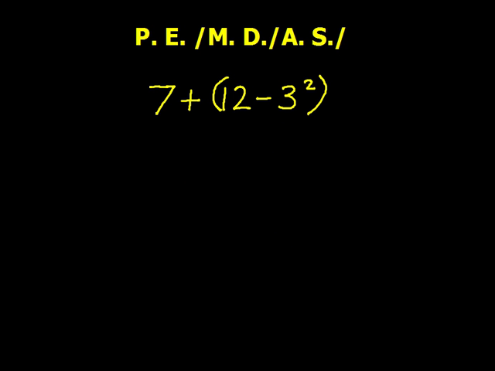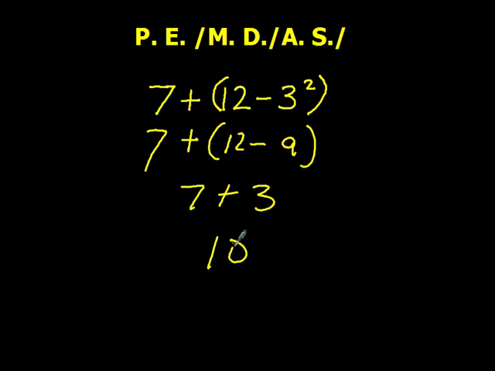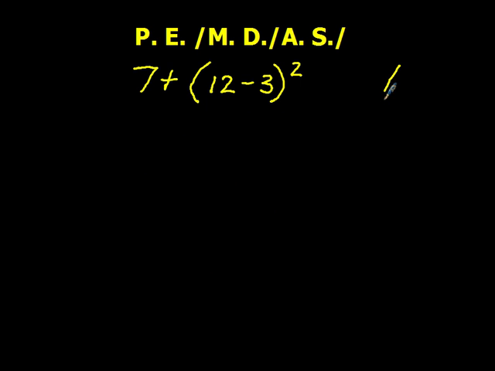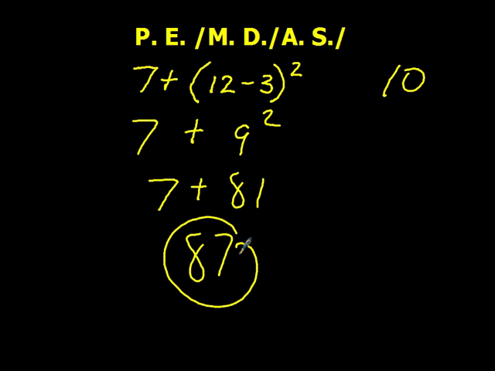Next, we'll take a look at a similar one. We'll work on the inside of the parentheses first. We have 9. And then we have 12 minus 9 is 3. And then 7 plus 3 is 10. And we'll see what happens when we jump that same number. There's 10 from our previous problem. 12 minus 3 is 9. 9 squared is 81. Plus our 7 is 87. Once again, notice the big change when you put that exponent on the outside.